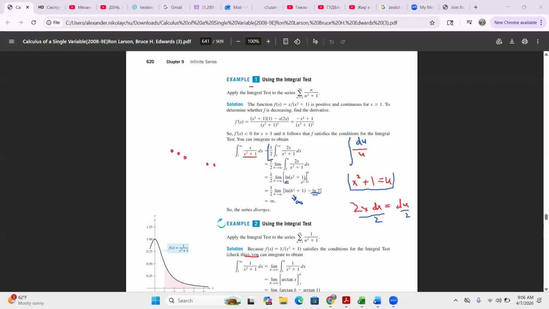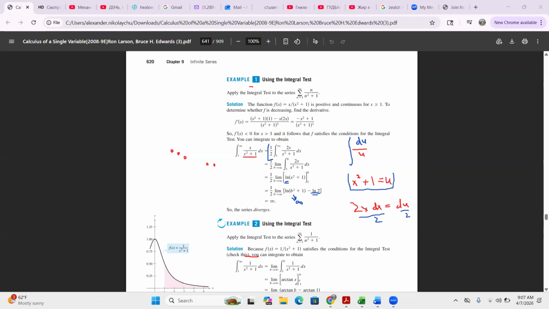So the integral test, that's how it's called. The integral test does not really give us a way to see what the actual sum of the series is, but it enables us to see if it's divergent, like in this example, or if it is convergent, like example 2. There is a convergence considered also, because if you integrate that fraction with x squared plus 1 on the bottom, it's going to be arctangent, right?